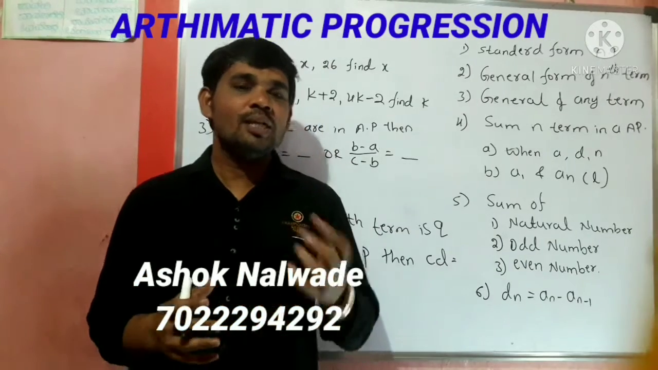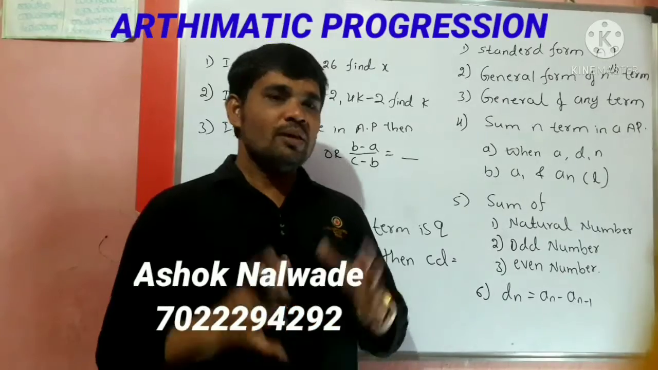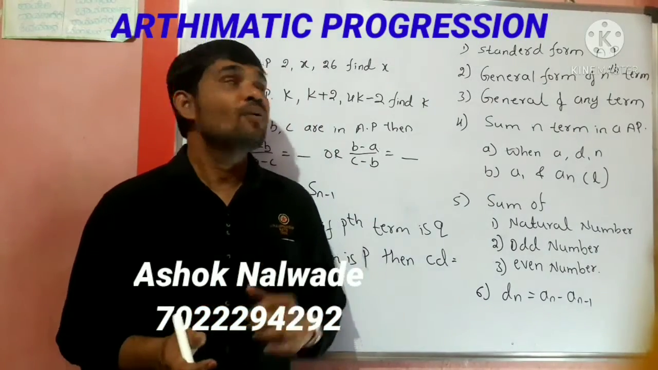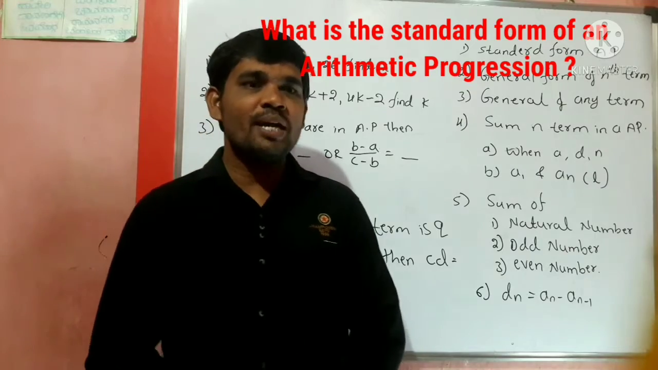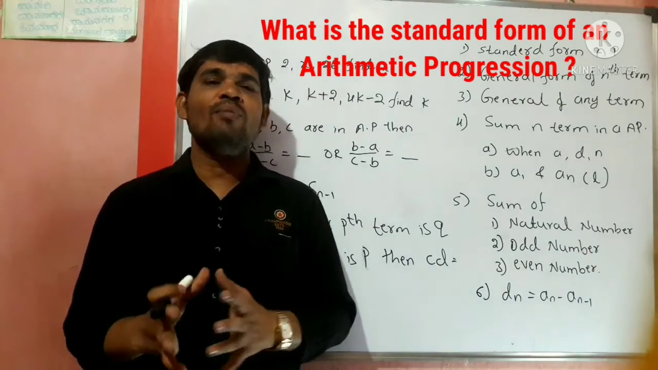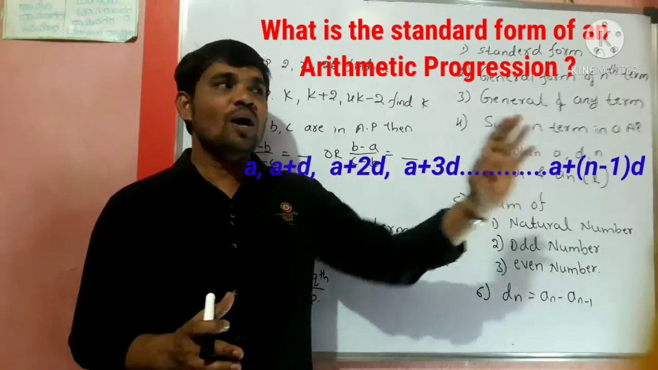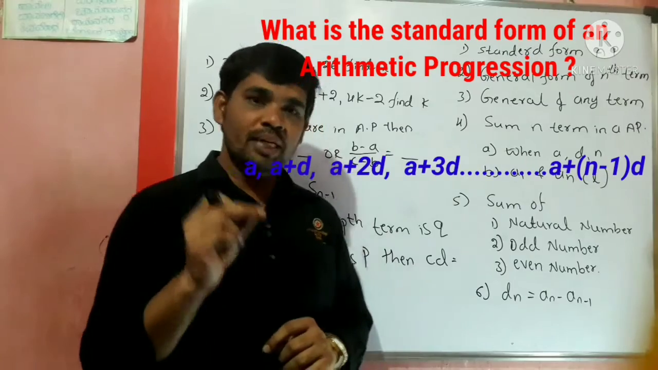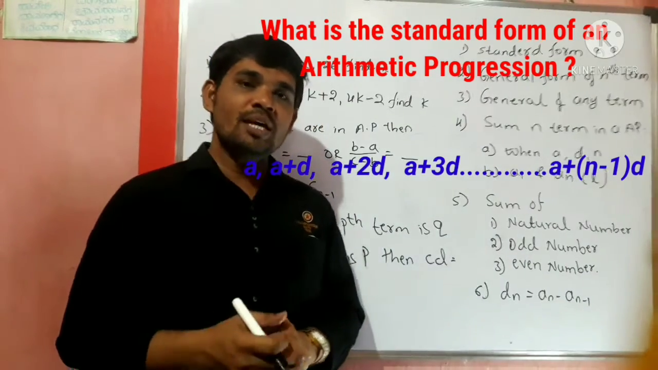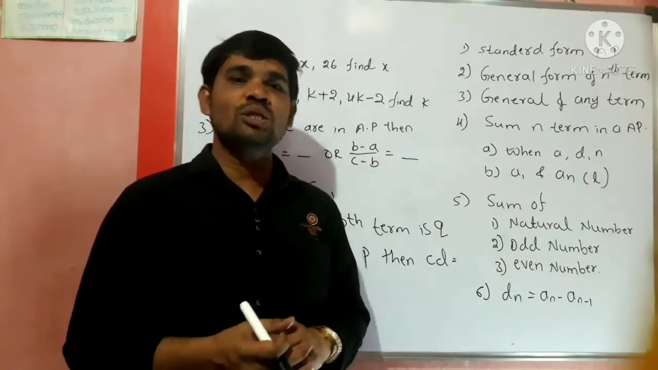What are the questions that will be asked for 1 mark and as multiple choice questions? The first and foremost question is the standard form of an AP. You know that the standard form of AP is a, a plus d, a plus 2d, and so on, a plus (n minus 1)d. This is the standard form of arithmetic progression. This question is asked many times as a 1 mark question as well as a multiple choice question.